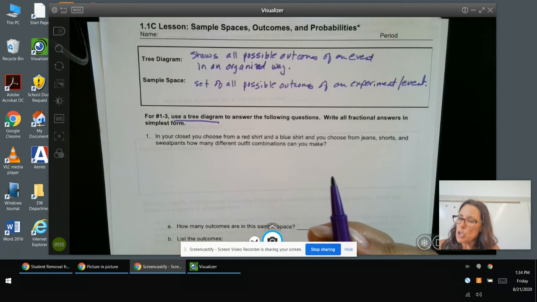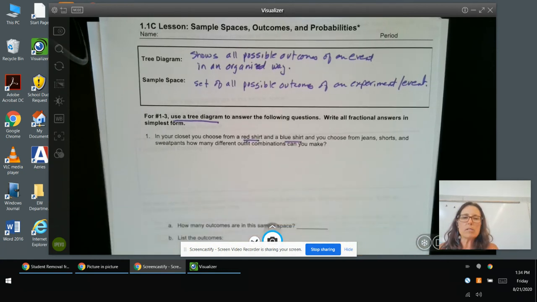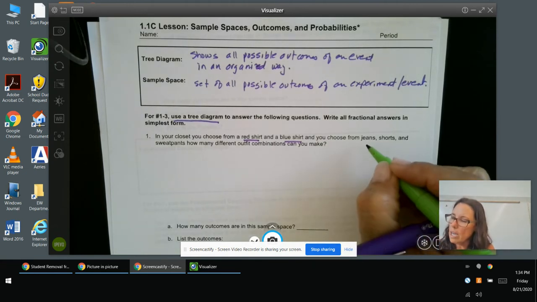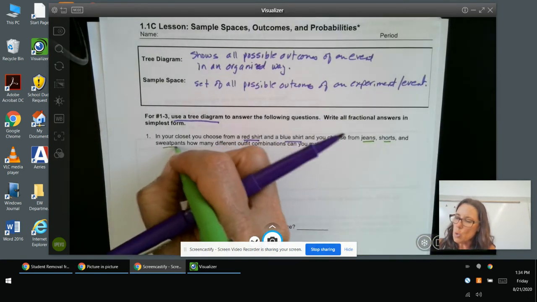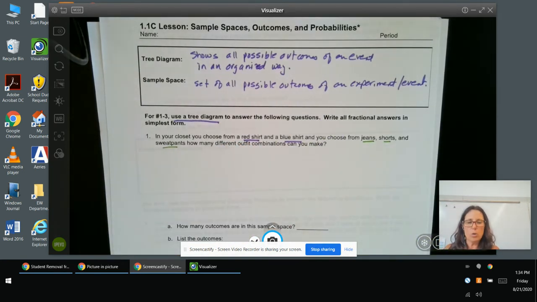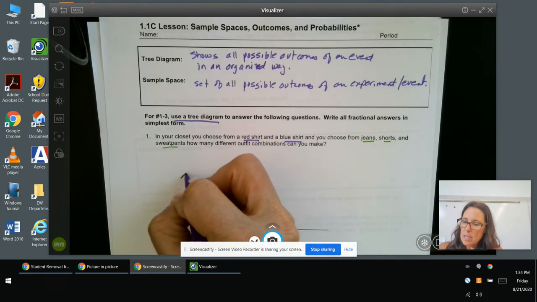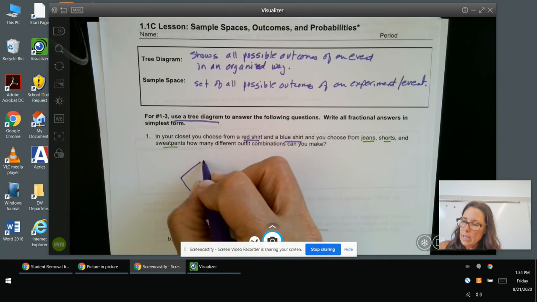And notice we've got shirts, two choices, a red one and a blue one. And then for our pants, we've got three choices, jeans, shorts, and sweats. Okay, so it doesn't matter if you start with the shirts or if you start with the pants. I usually just start with the first thing that they gave me. A tree diagram can go down or it can go across your paper to the right.